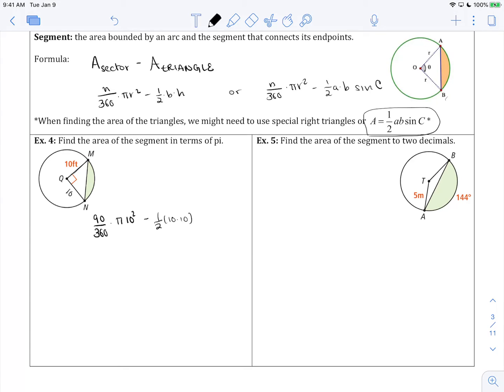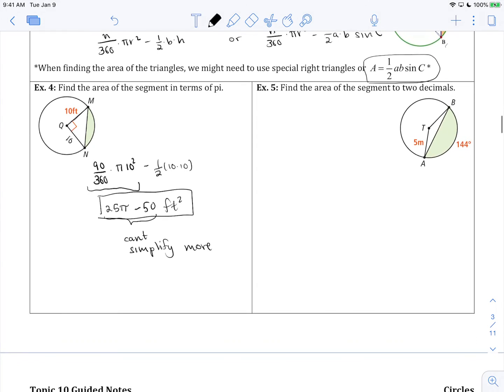Okay, it says leave in terms of pi. So I'm going to start by just multiplying this out. 90 over 360 times 10 squared. And when I do that, I get 25 pi. Here, 1/2 times 10 times 10, that's 50. Now, these answers aren't both in terms of pi. I can't simplify more because one's in terms of pi and one's not. I'm just going to leave it like that, right? And then I would just add units, so feet squared. So my answer is 25 pi minus 50 feet squared.